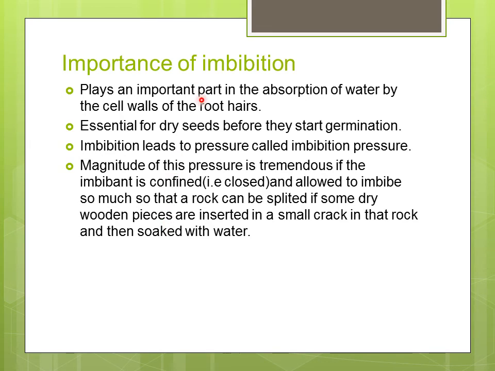So these are the four main importance of imbibition, and in plants it plays a major role, like absorption of water, as I've told, by the cell walls of the root hairs. Only if the root hairs are absorbing water will it move to different parts of the plant body. Those other techniques we will be studying in the later slides.